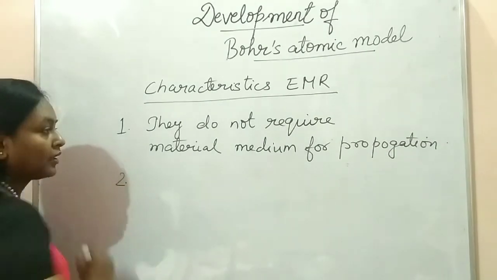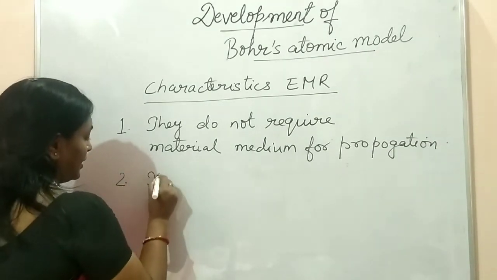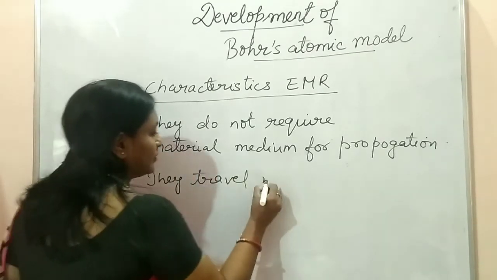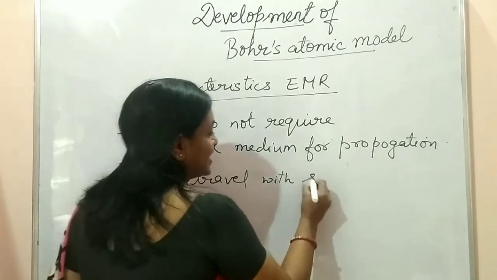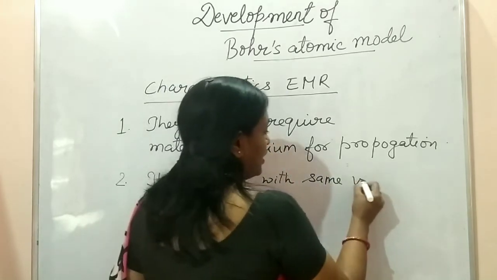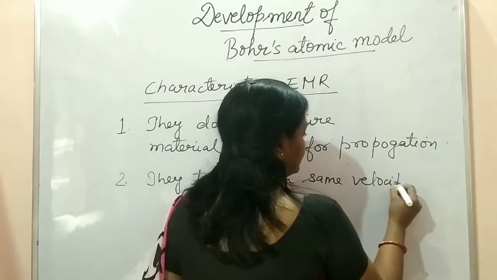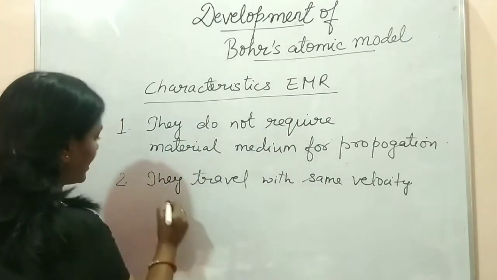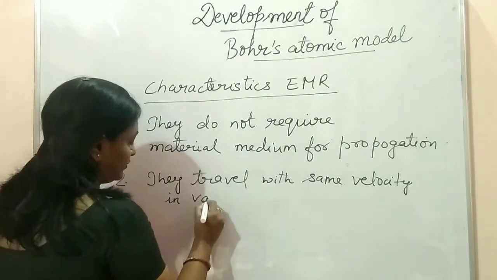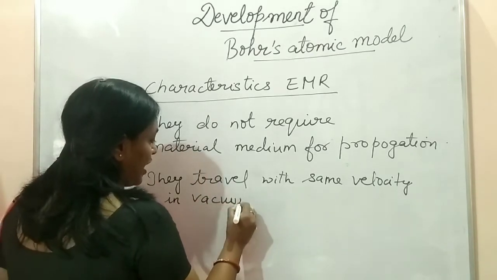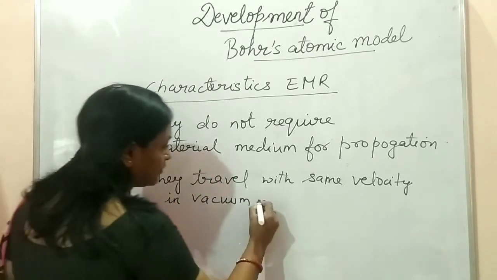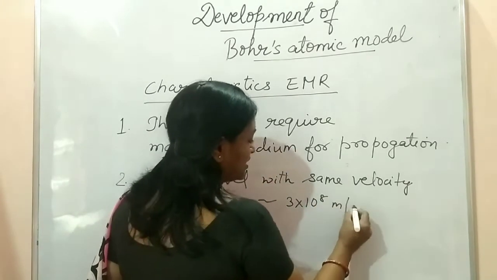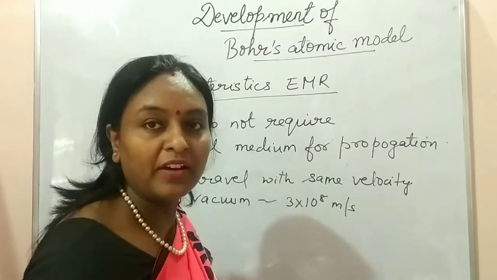Second one, they travel with the same velocity in vacuum, which is equal to 3 into 10 to the power 8 meters per second, which is known as the speed of light.